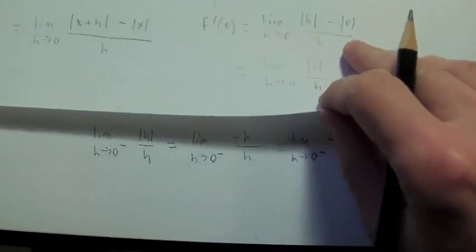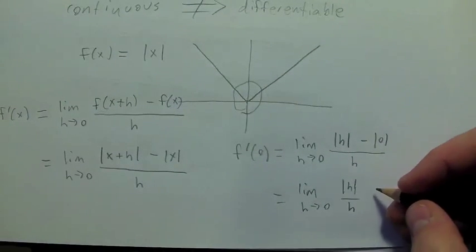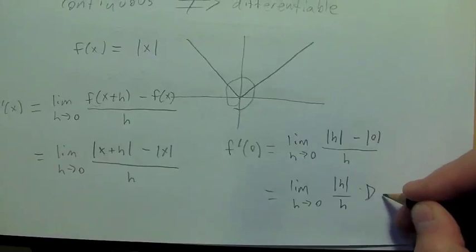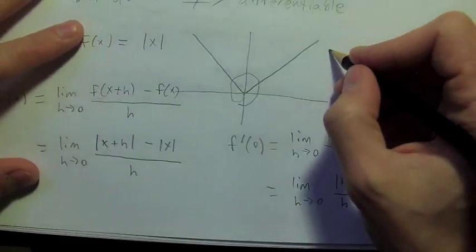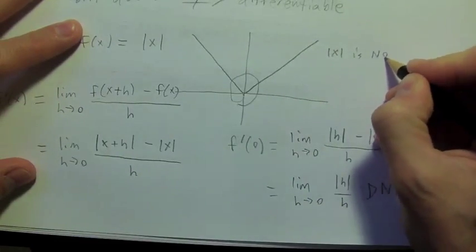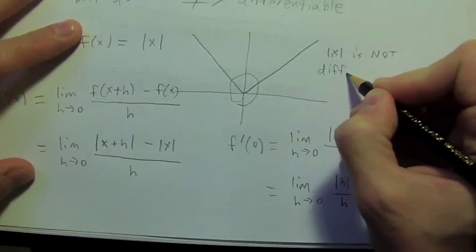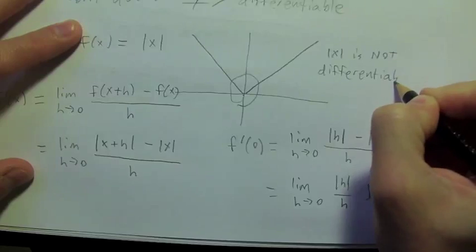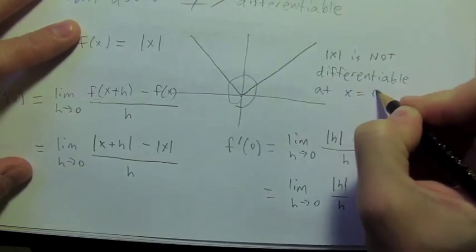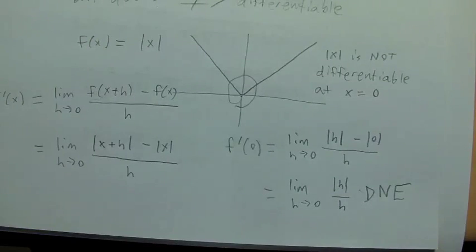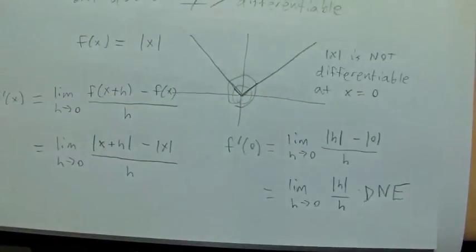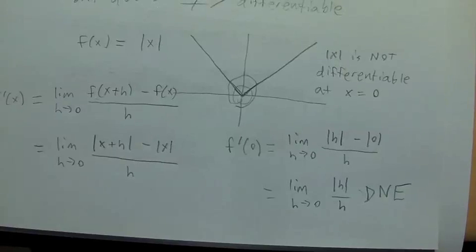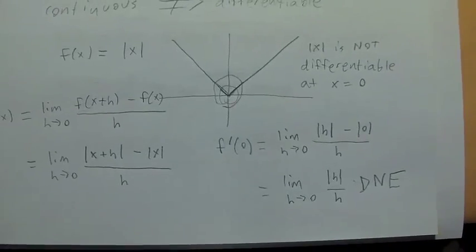They're not equal. Therefore, this limit here, the absolute value of h over h, the two-sided limit, does not exist. Therefore, the absolute value of x is not differentiable at x equals 0. And basically, anytime you see a sharp turn like this, the absolute value has a spike or a sharp turn, anytime you see that, that is going to mean that the function is not differentiable there.